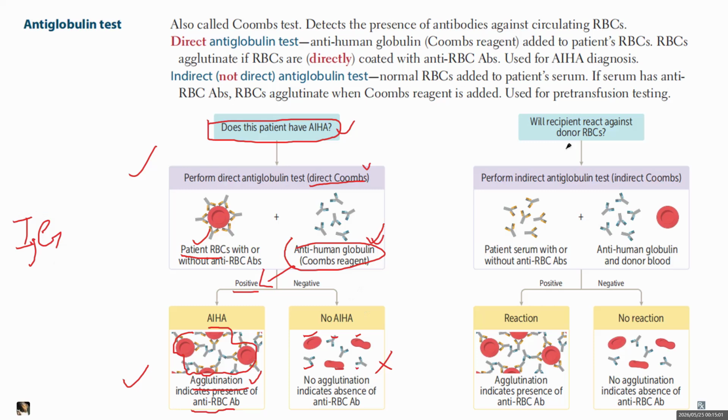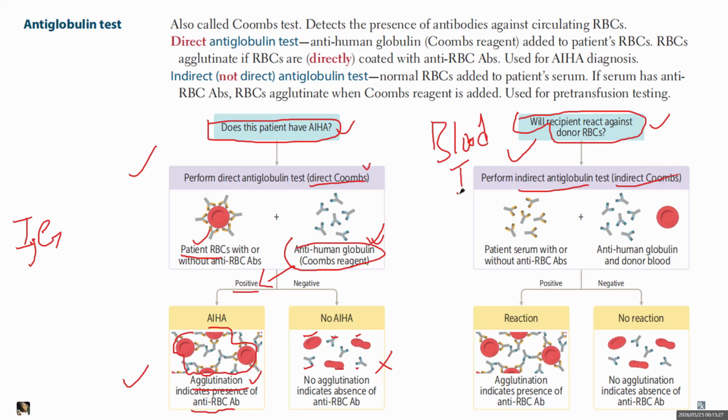And now if you move towards the indirect antiglobulin test, which is the indirect Coombs, right? Over here, you can start by asking one of the questions: will the recipient react against the donor red blood cells or not? That is another major concept that we are going to cover. So this is mainly about blood transfusion safety.